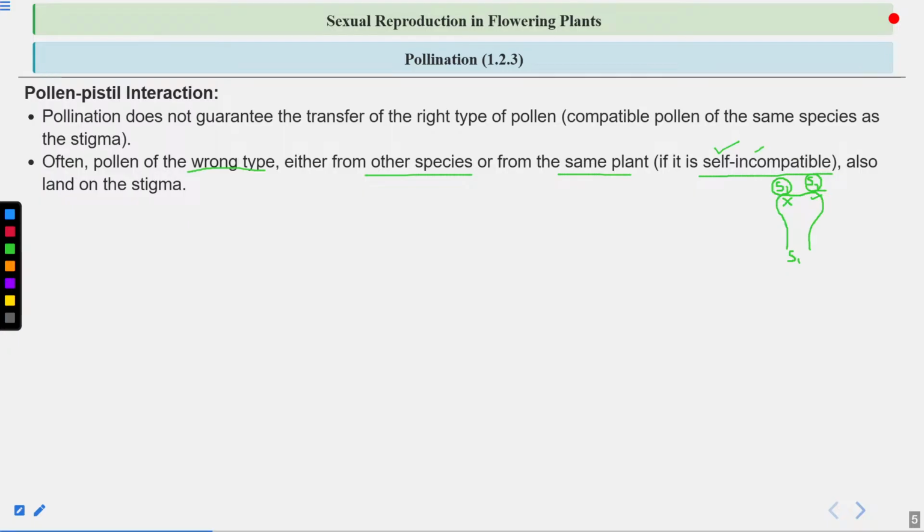Self-incompatible means both the alleles of a gene are the same, and it does not allow the same type of pollen grain. As they have the same type of gene, the pollen will not be allowed to germinate. Whereas here you can see the compatible pollen. S2 is compatible for S1, so this S2 will germinate and give rise to the pollen tube.